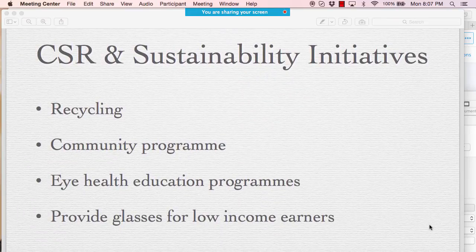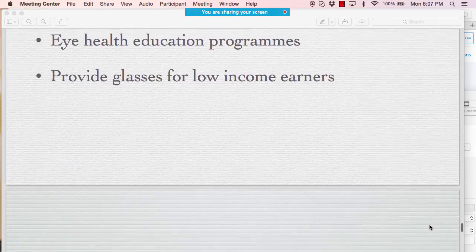There is a lot that you can do in the CSR and sustainability side of things. If you look at Specsavers, they do an enormous amount of stuff in the CSR, and of course you can do recycling, community programs, eye health education programs, provide glasses for low income earners, because it's eyesight, at the end of the day, and it is so vital for a human being. So whatever contribution that a company can do in this regard will be taken very positively. And if the company is in a developed world, they can do a lot of positive things in developing worlds as well. So that's something IC Opticals can work at.